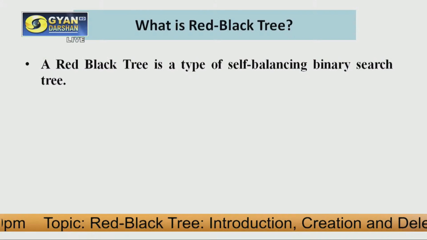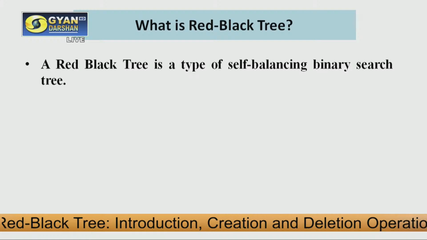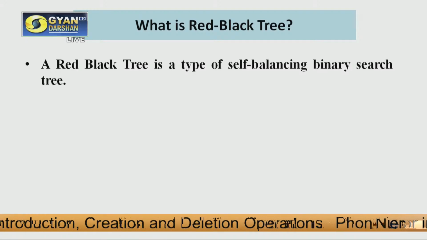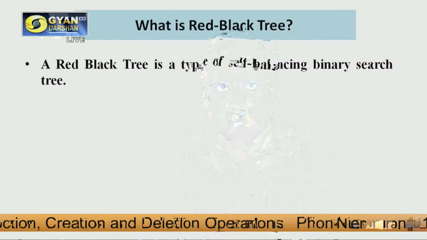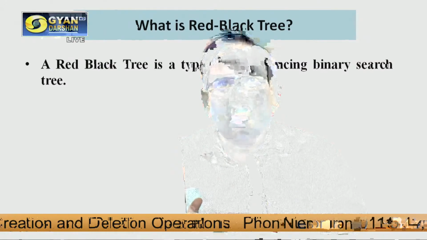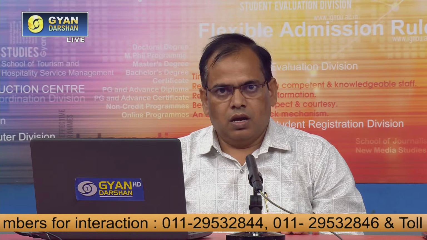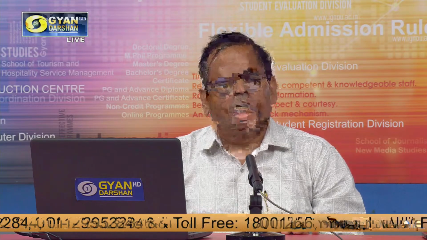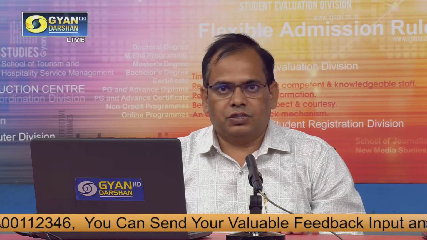Before we come to the red black tree, let me discuss where it comes from. Basically it is a modified version of, we can say, the AVL tree, and the AVL tree is a modified version of binary search tree. So we can say that the AVL tree as well as the red black tree are both modified forms of binary search tree. Then the question is, what is a binary search tree?